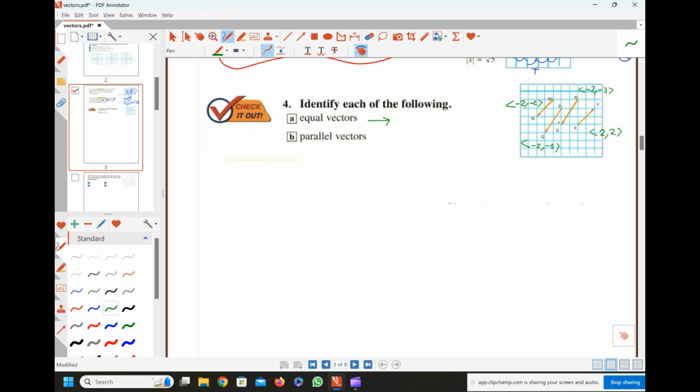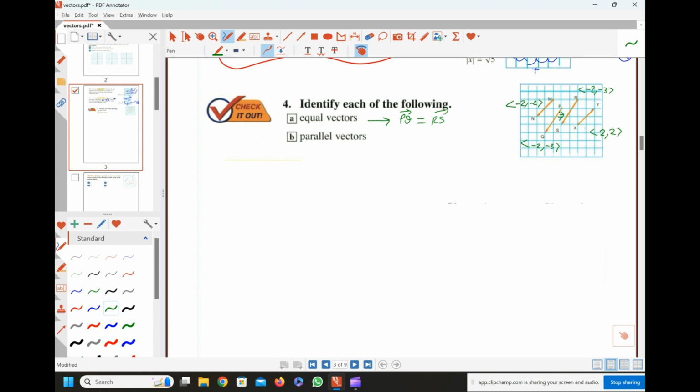So we can say PQ, put an arrow on it, is equal to what else? RS. Vector PQ is equal to vector RS. They are exactly the same. They are written in the same component form. So if this vector has been displaced here, I consider them to be the same vectors, right? There is just a translation.